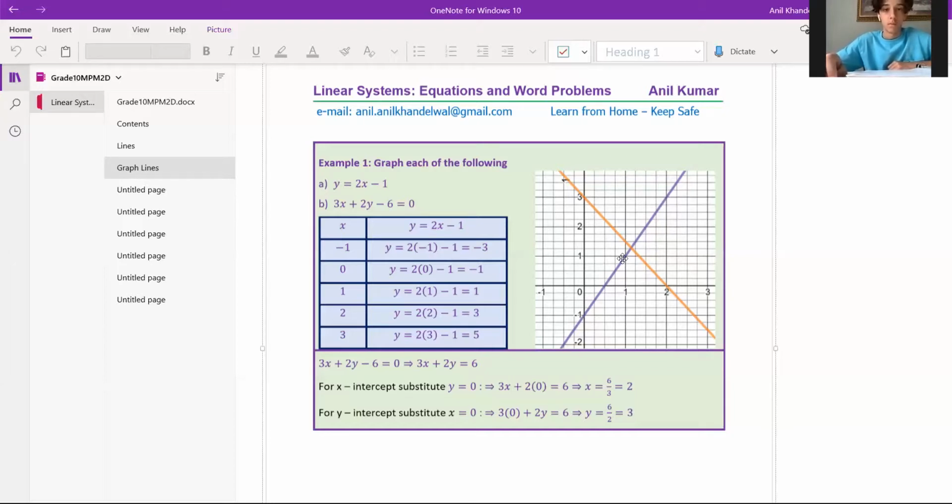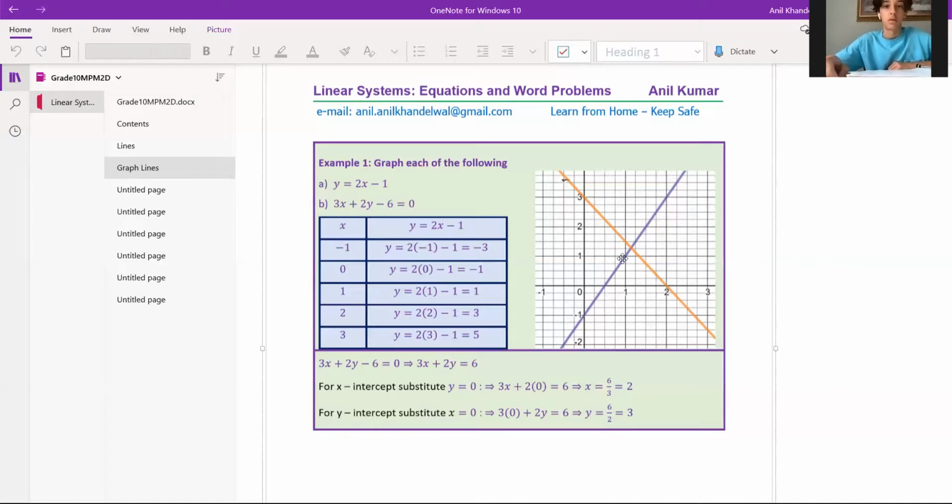So what do you notice from today's lesson on these lines? If there is a linear system, how many solutions can a linear system have? 3. So what are these 3 solutions? One is no solution, which is when they are parallel. That is also a case, right? We call this inconsistent. Is that clear? Inconsistent, right?